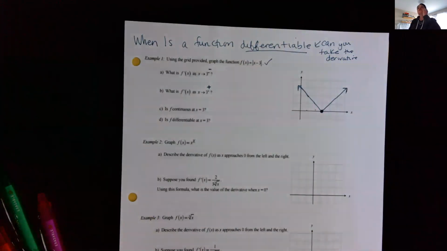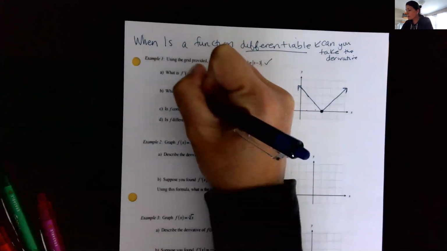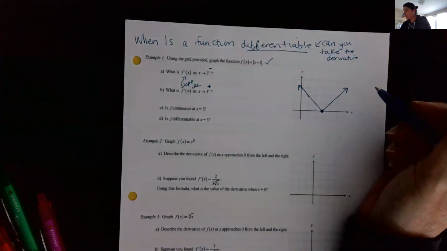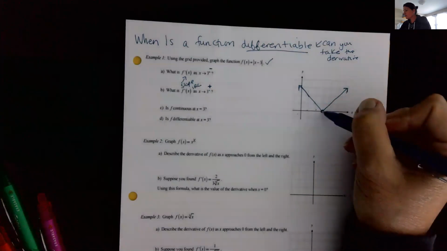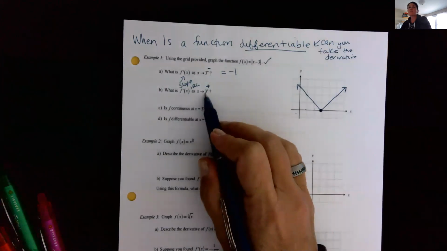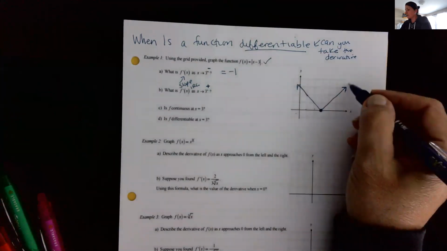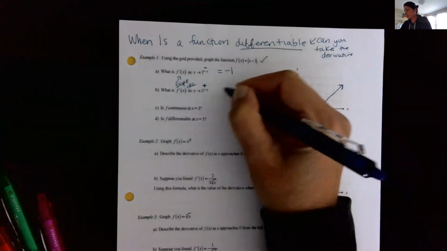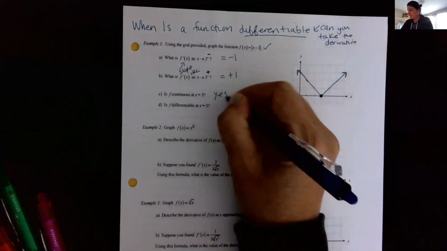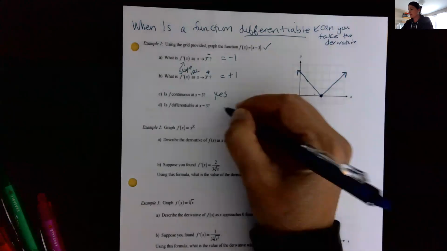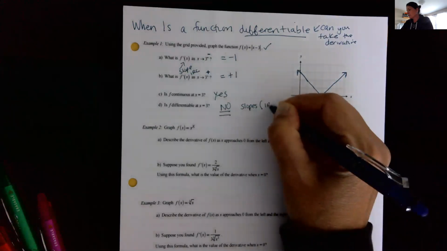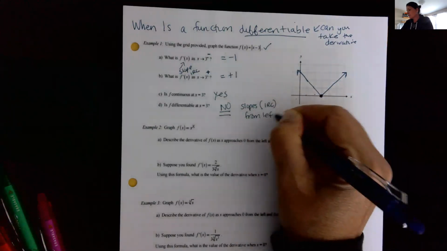So what is your slope? F prime means slope. So what's my instantaneous rate of change as we approach 3 from the left? It is -1. What is the slope or instantaneous rate of change as we approach 3 from the right? From the right, it is +1. Is f continuous at 3? Yes. Is f differentiable at 3? Slopes from left and right.